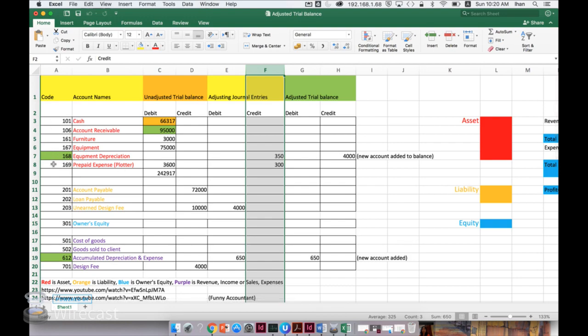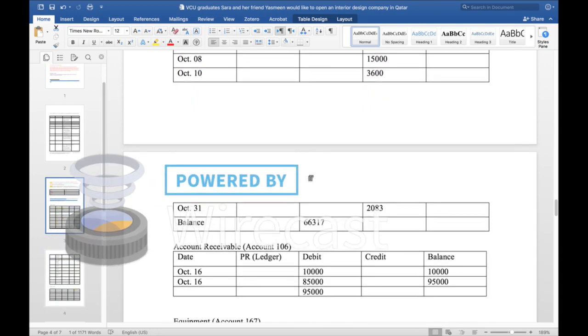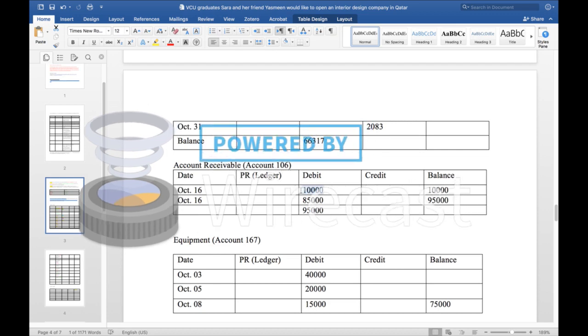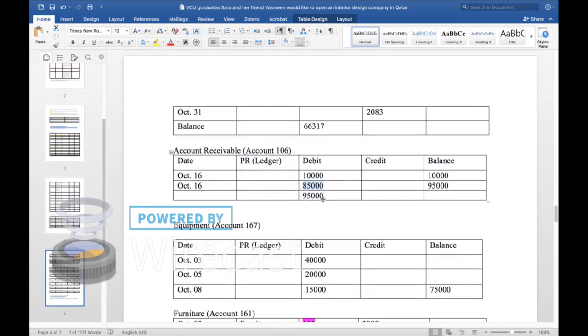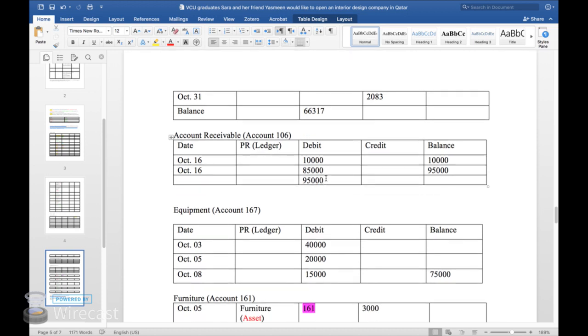So now let's finish all of this. I'm already finished with account 101, cash. Account 106, I believe there's only two. Those are the two invoices. An invoice is an account receivable; we will receive the money in the future. It is recorded in the debit column, and once you've done all the ledgers, you would have a number either in debit or in credit, but of course not in both.